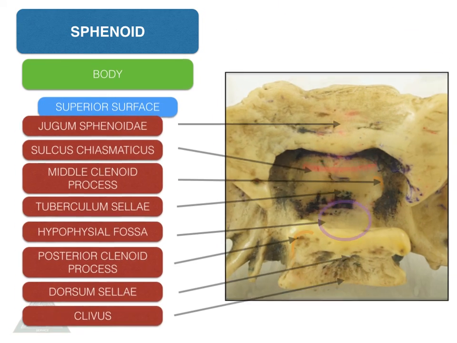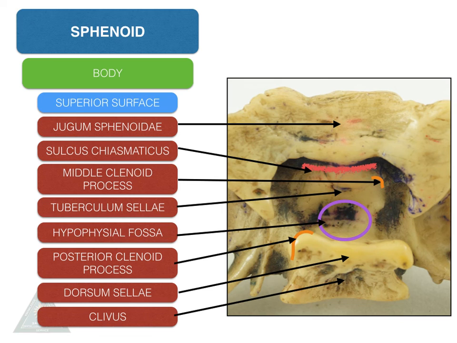The body of the sphenoid, the superior surface: anteriorly it is attached to the ethmoid bone. We have the jugum sphenoidae, which forms part of your anterior cranial cavity. Behind this, we have the sulcus chiasmaticus, above which is the optic chiasma seen. Behind, we have the tuberculum sellae. The lateral parts of the tuberculum sellae will form the middle clinoid process. Behind the tuberculum sellae, we have the hypophyseal fossa or the pituitary fossa, which has the pituitary gland.